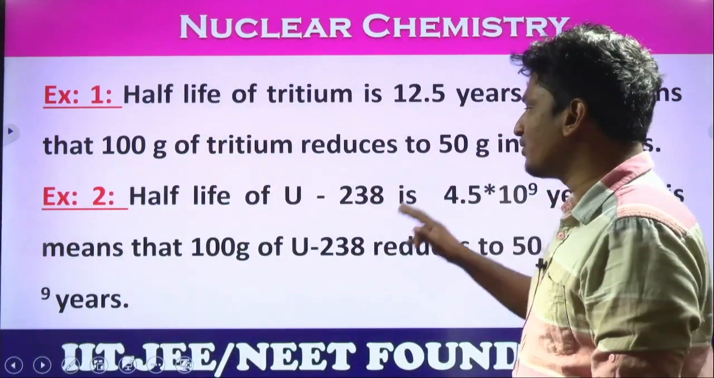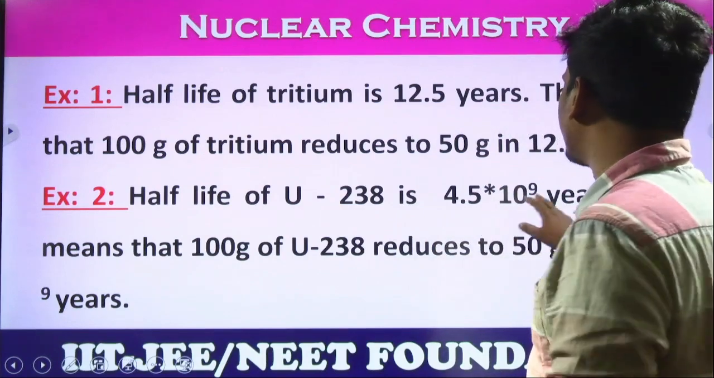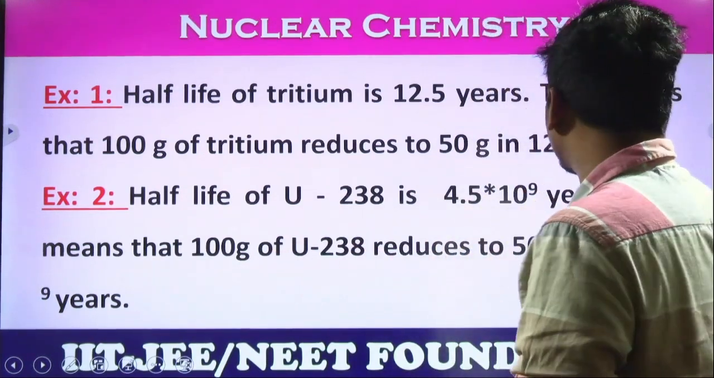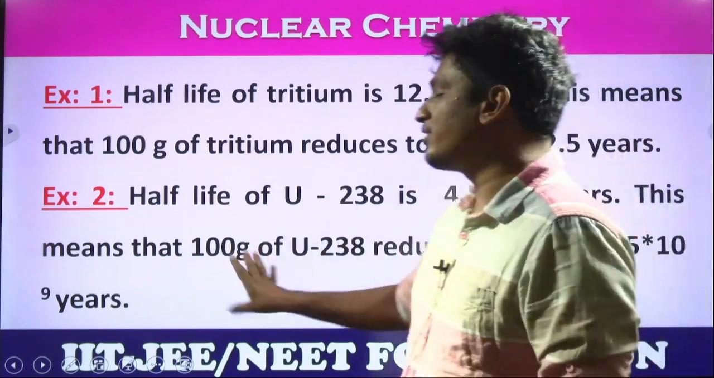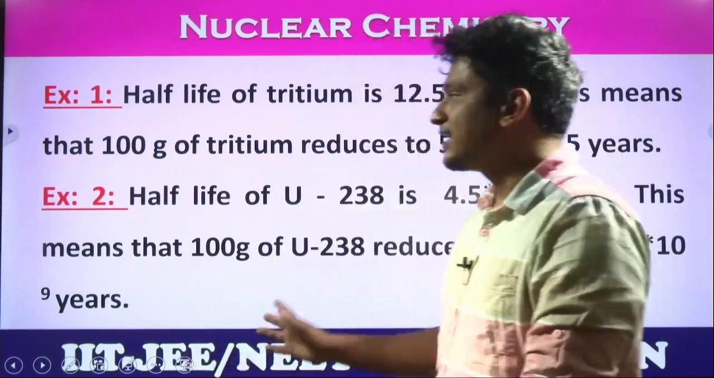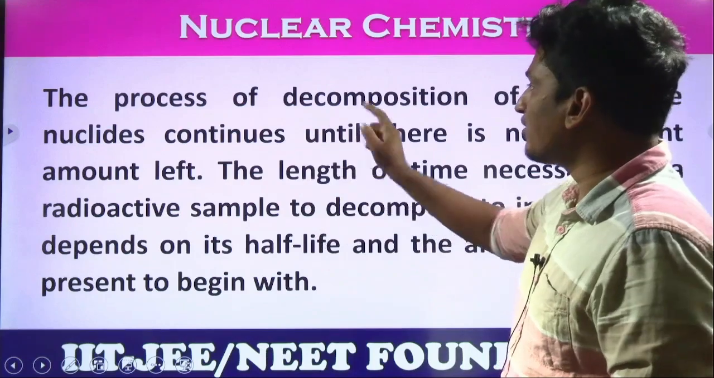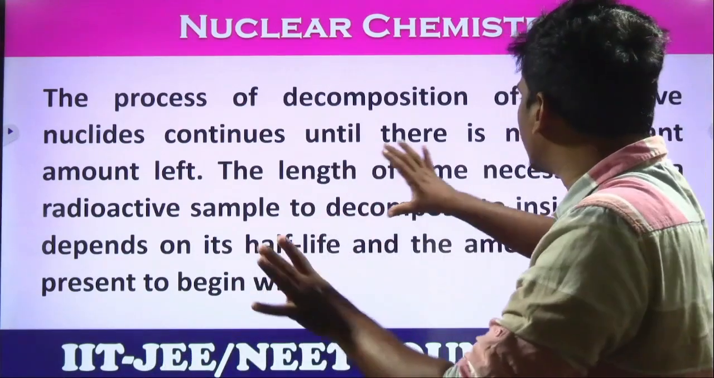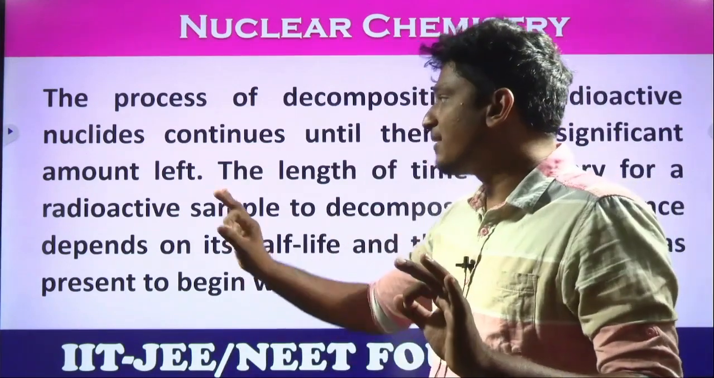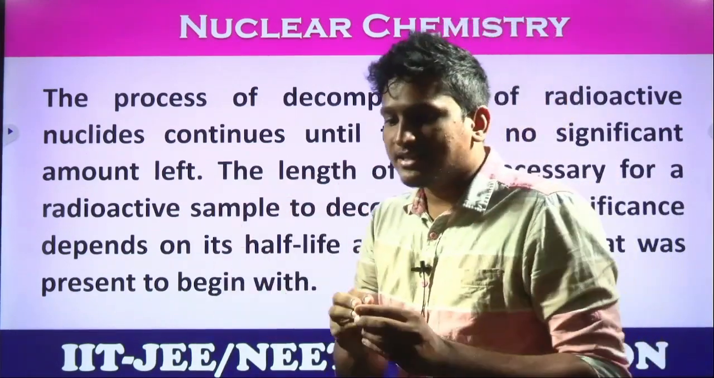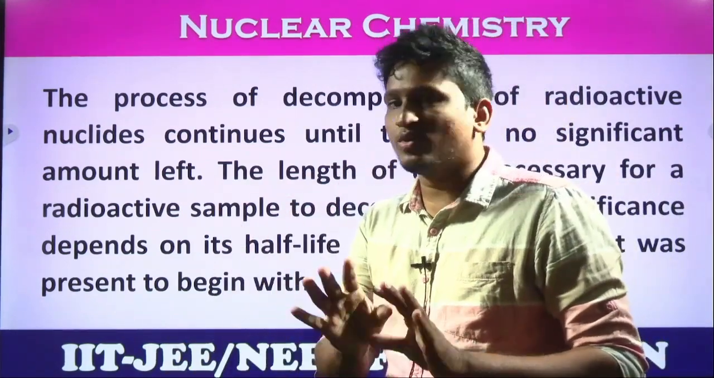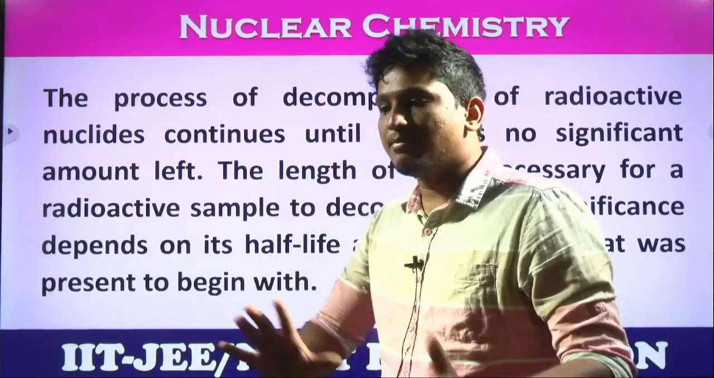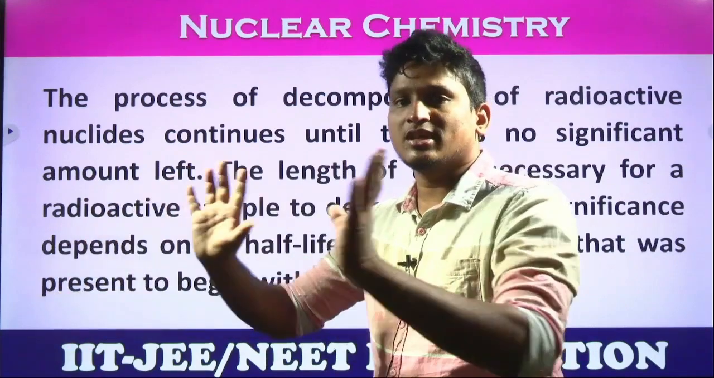Half-life of uranium-238 is 4.5 × 10^9 years. This means that 100 grams of uranium-238 reduces to 50 grams in 4.5 × 10^9 years. So these are the examples of half-life. The process of decomposition of radioactive nuclides continues until there is no significant amount left. Is there any amount ultimately left? No. This continues throughout. The whole radioactive substance can be converted into the most stable forms.